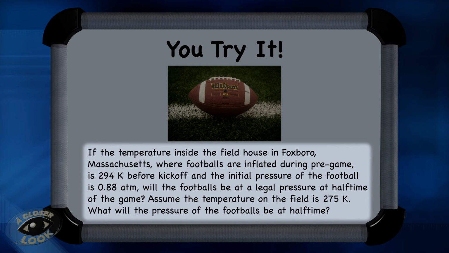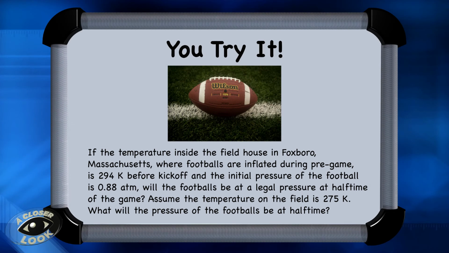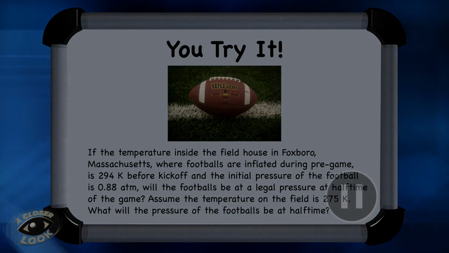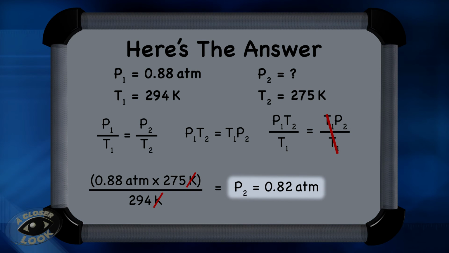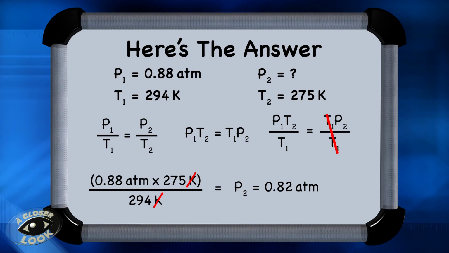Assume the temperature on the field is 275 Kelvin. What will the pressure of the footballs be at halftime? Go ahead and press pause, and when you think you have the answer, press play and check your work. Did you find that the final pressure was 0.82 atmospheres? If so, good work. If not, let's take a look at how we arrived at this answer.